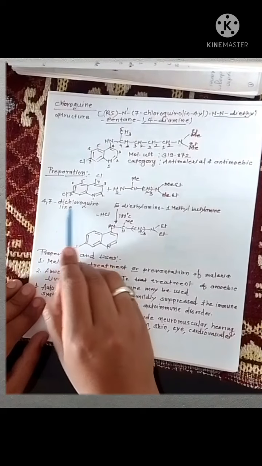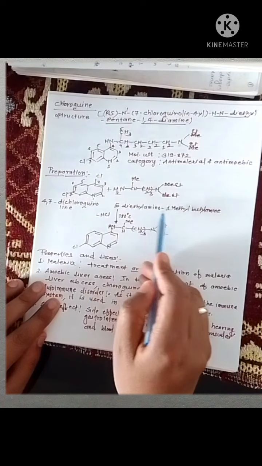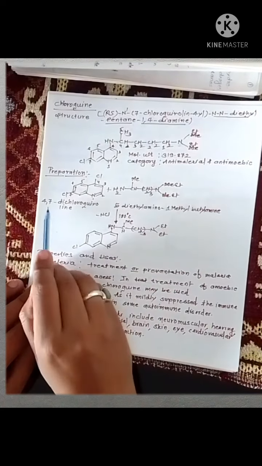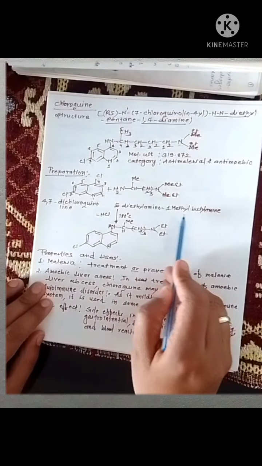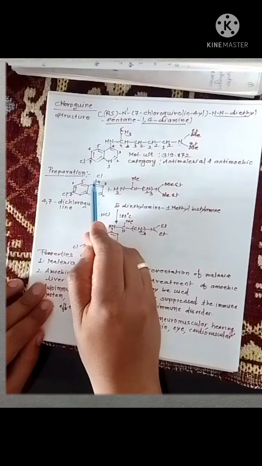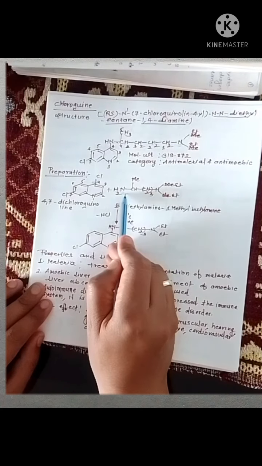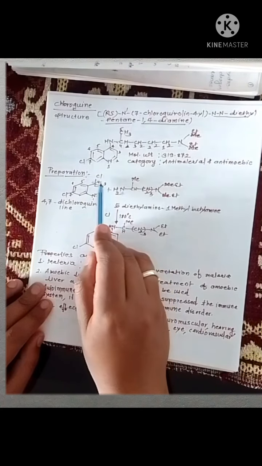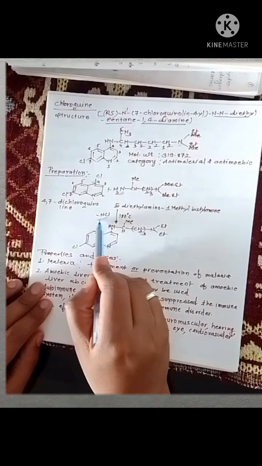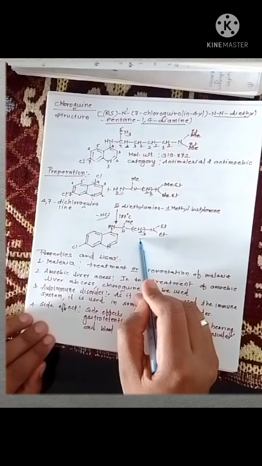Chloroquine is prepared from 4,7-dichloroquinoline with 5-diethylamino 1-methylbutylamine. When 4,7-dichloroquinoline is reacted with 5-diethylamino 1-methylbutylamine at about 180 degrees centigrade, this Cl at the 4 position and one of the hydrogens of the amine group go on to react and form HCl, which goes off in the reaction. It is a condensation reaction, and we get chloroquine.